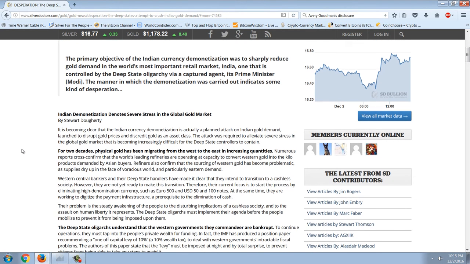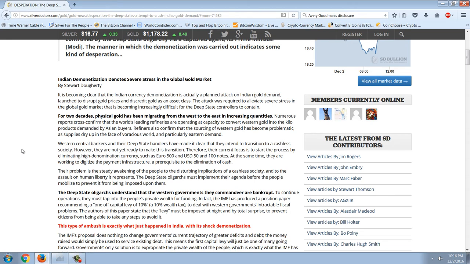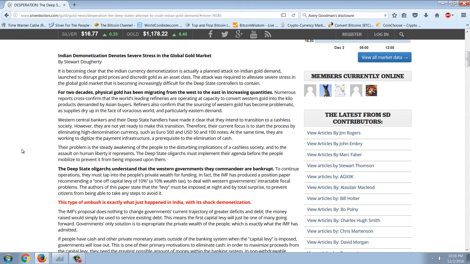Indian demonetization denotes severe stress in the global gold market. It is becoming clear that the Indian currency demonetization is actually a planned attack on Indian gold demand, launched to disrupt gold prices and discredit gold as an asset class. The attack was required to alleviate severe stress in the global gold market that is becoming increasingly difficult for the deep state controllers to contain. For two decades, physical gold has been migrating from the West to the East in increasing quantities.